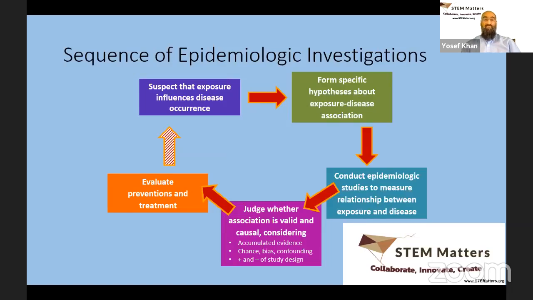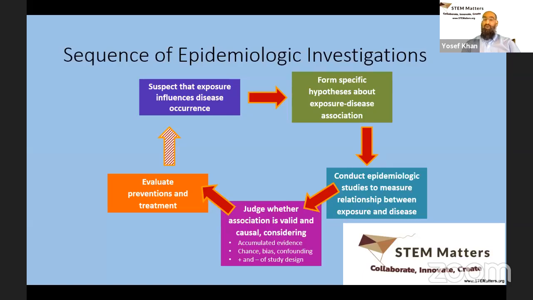Within our investigations in epidemiology, there is a certain sequence of events. The first thing that occurs is we suspect that a certain exposure influences the occurrence of a disease. So again, thinking of smoking and lung cancer, we may see in society that a lot of people who are smoking are getting lung cancer or have lung issues. From there, we will form a specific hypothesis related to that exposure and that disease association. We'll actually conduct an experiment, a study to measure the relationship between that exposure and that disease.